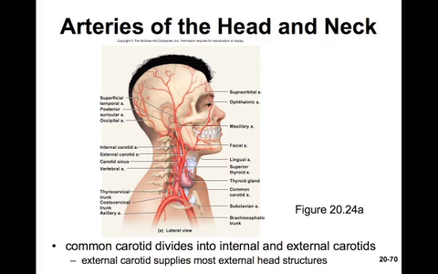The common carotid artery will divide into the internal and external carotid arteries. You can see this pictured here. The external carotid artery goes up and outside the skull. The internal carotid artery will go up and enter the skull.